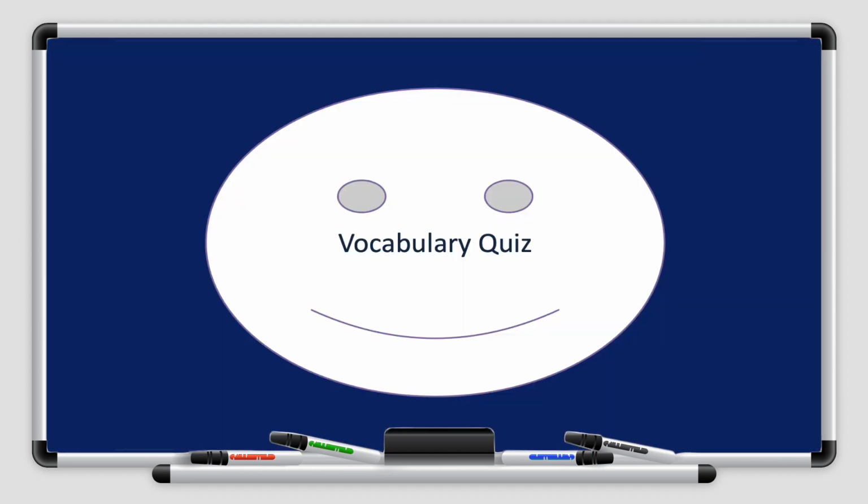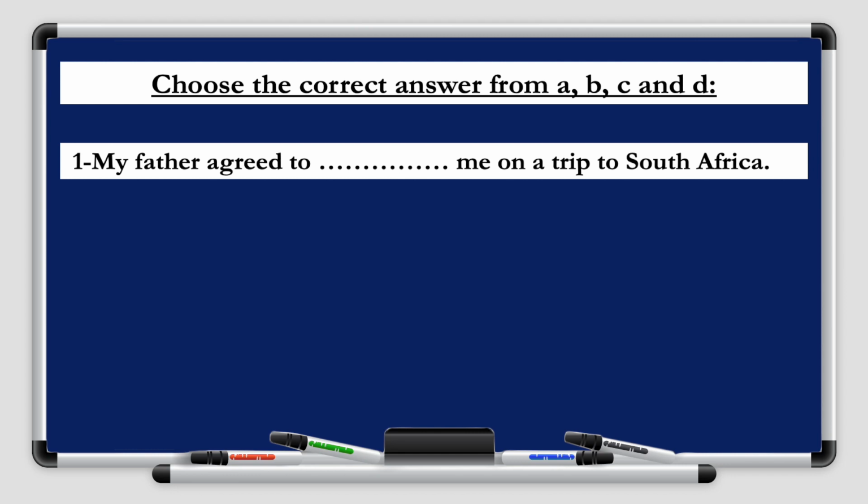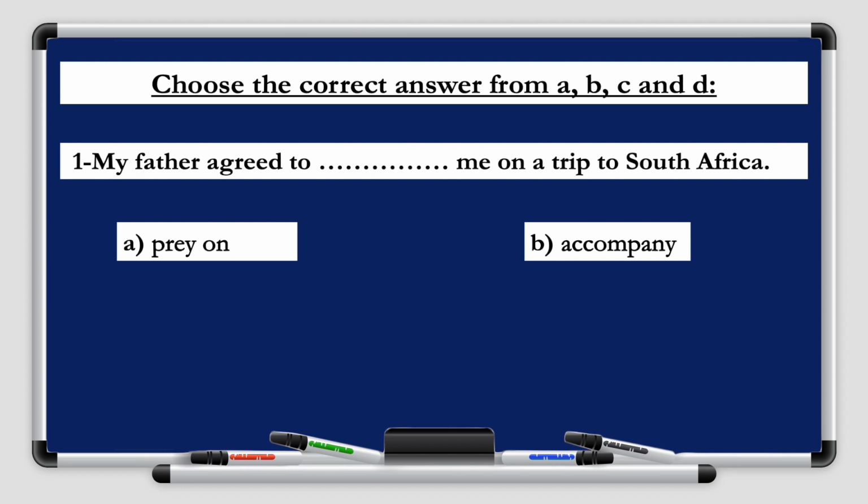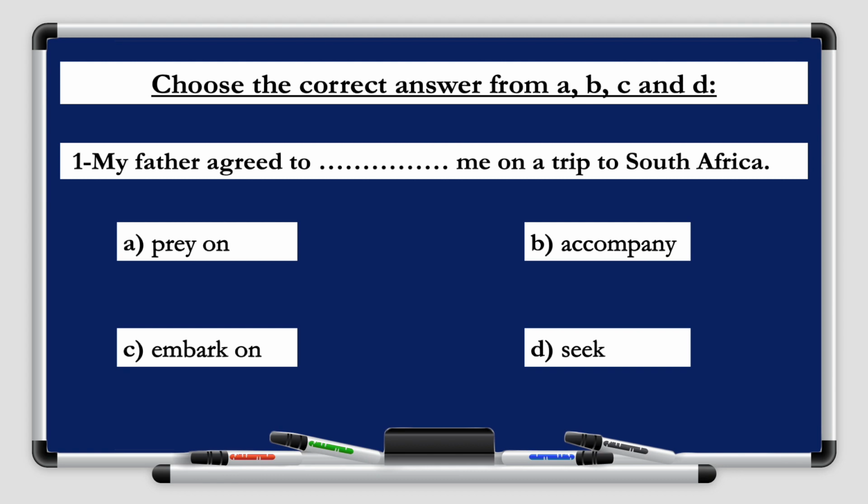Moving on now to the vocabulary quiz. We are going to test your understanding of the words. Number 1: My father agreed to blank me on a trip to South Africa. Agreed to what? To prey on? My father prey on me? Or accompany, embark on, seek? The answer is my father agreed to accompany, to come with me on a trip to South Africa.